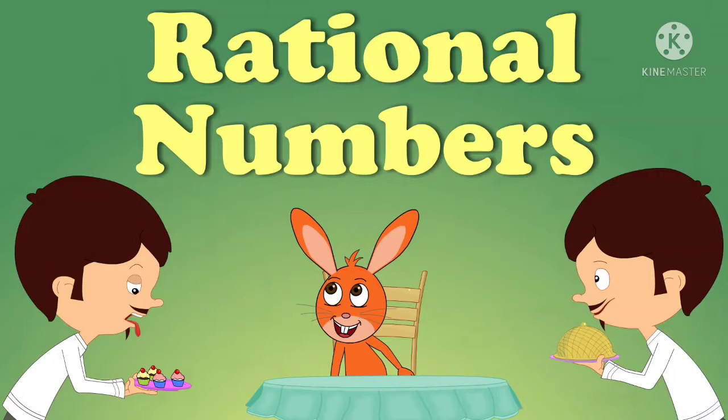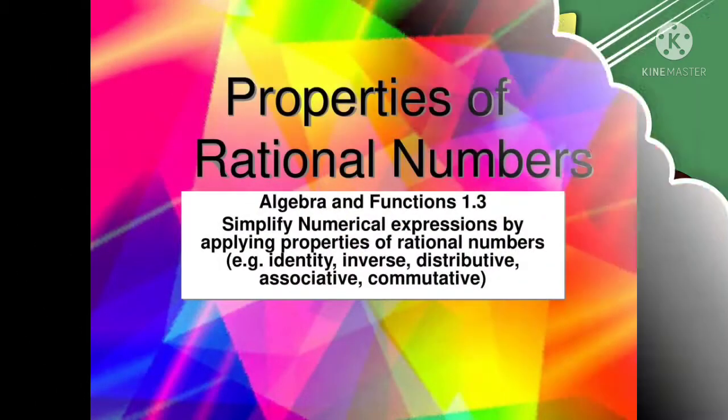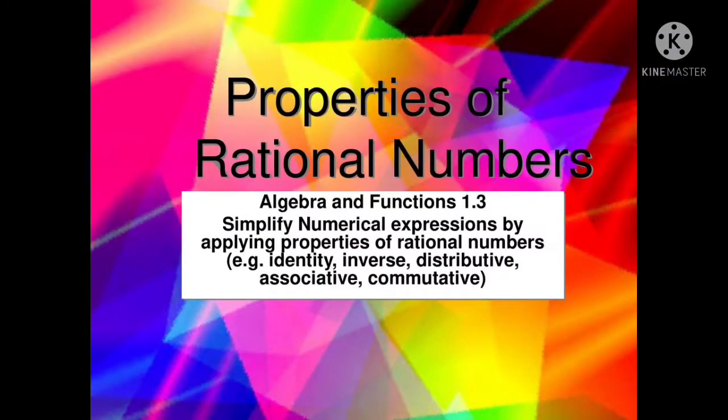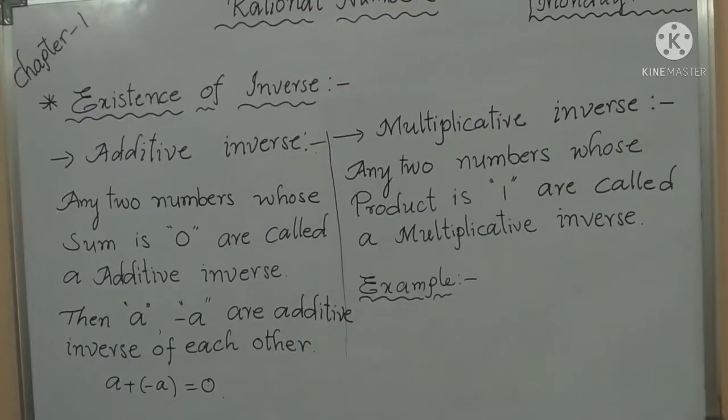Today's class is Chapter 1, Rational Numbers. In the previous class, we explained the properties of rational numbers. Some properties are completed. Today we are discussing the additive inverse and the multiplicative inverse. Dear students, today's class is properties of rational numbers.